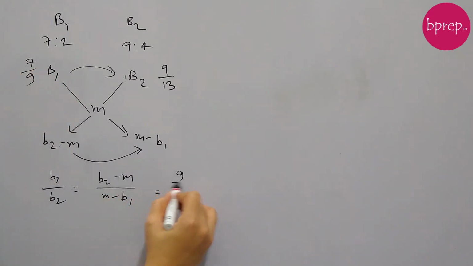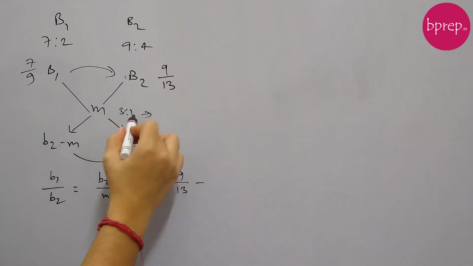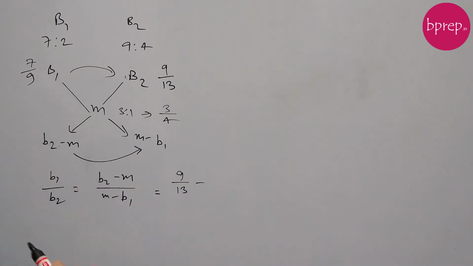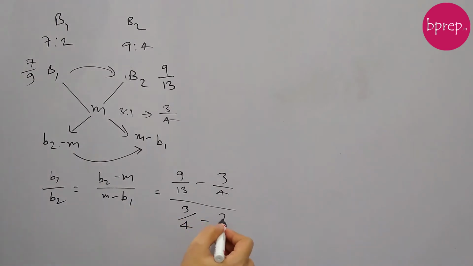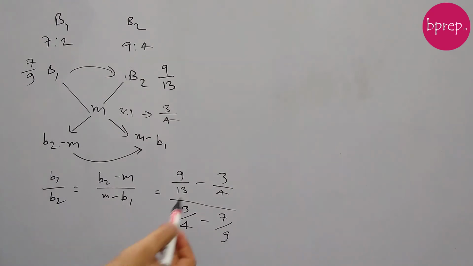So bottle 2 is 9 by 13, and the mean is given as, we want a ratio of 3:1, right? So if we consider milk only, milk should be 3 by 4. So in this case the mean is 3 by 4. So 9 by 13 minus 3 by 4, upon 3 by 4 minus B1, which is 7 by 9. So everywhere we have considered the concentration of milk upon the total volume. You can take either milk or water.